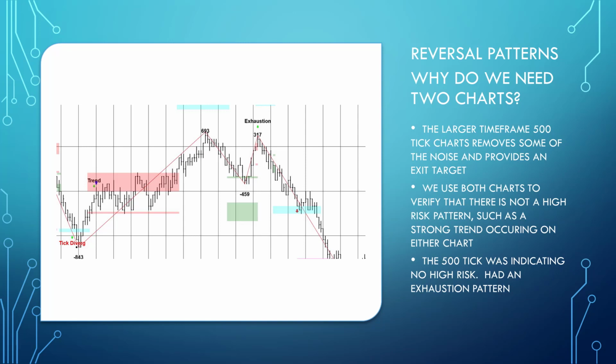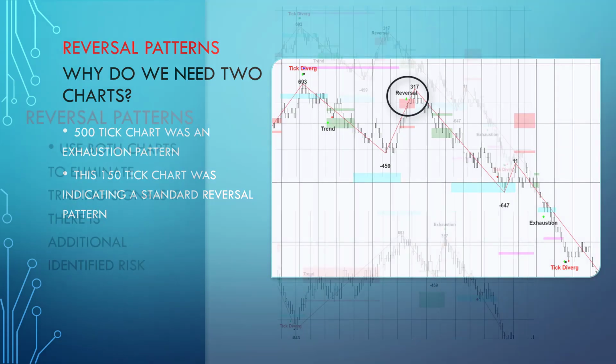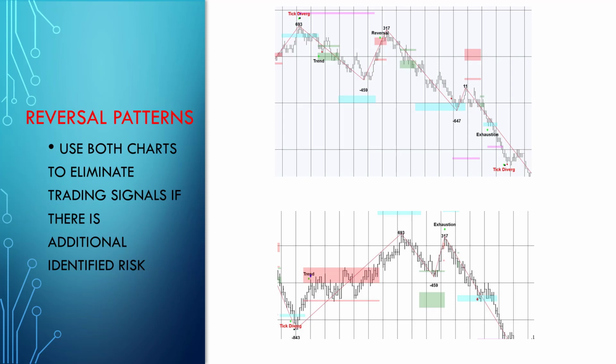In this trade, we're going to be looking at what is marked as an exhaustion trade on the 500 tick chart, and that is not indicating anything that is high risk. The reversal trade is on the 150 tick chart, and as we look at that, we see nothing that is high risk there either. And so to sum it up, we're going to use both charts to eliminate trading signals if either of the charts indicates that there is additional identified risk.